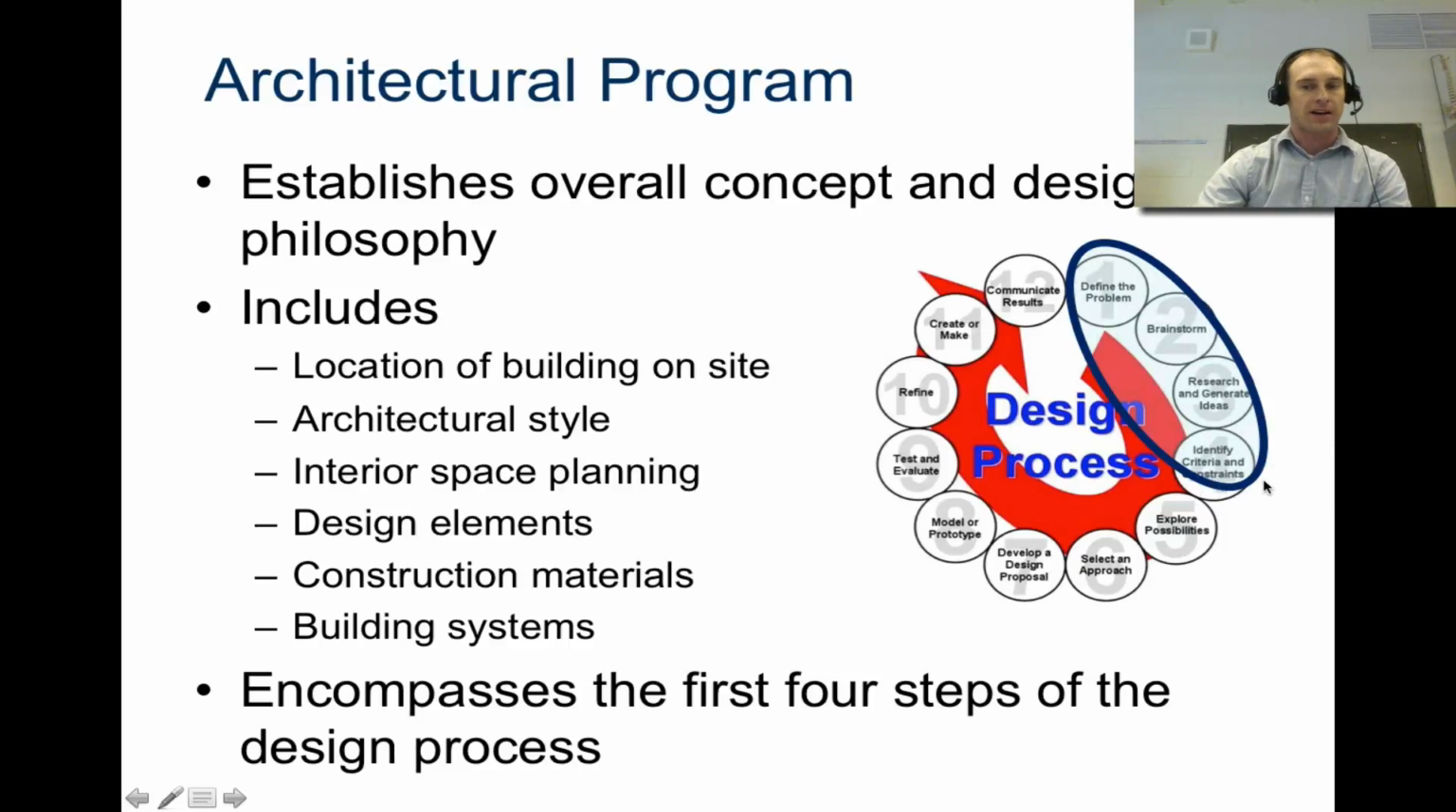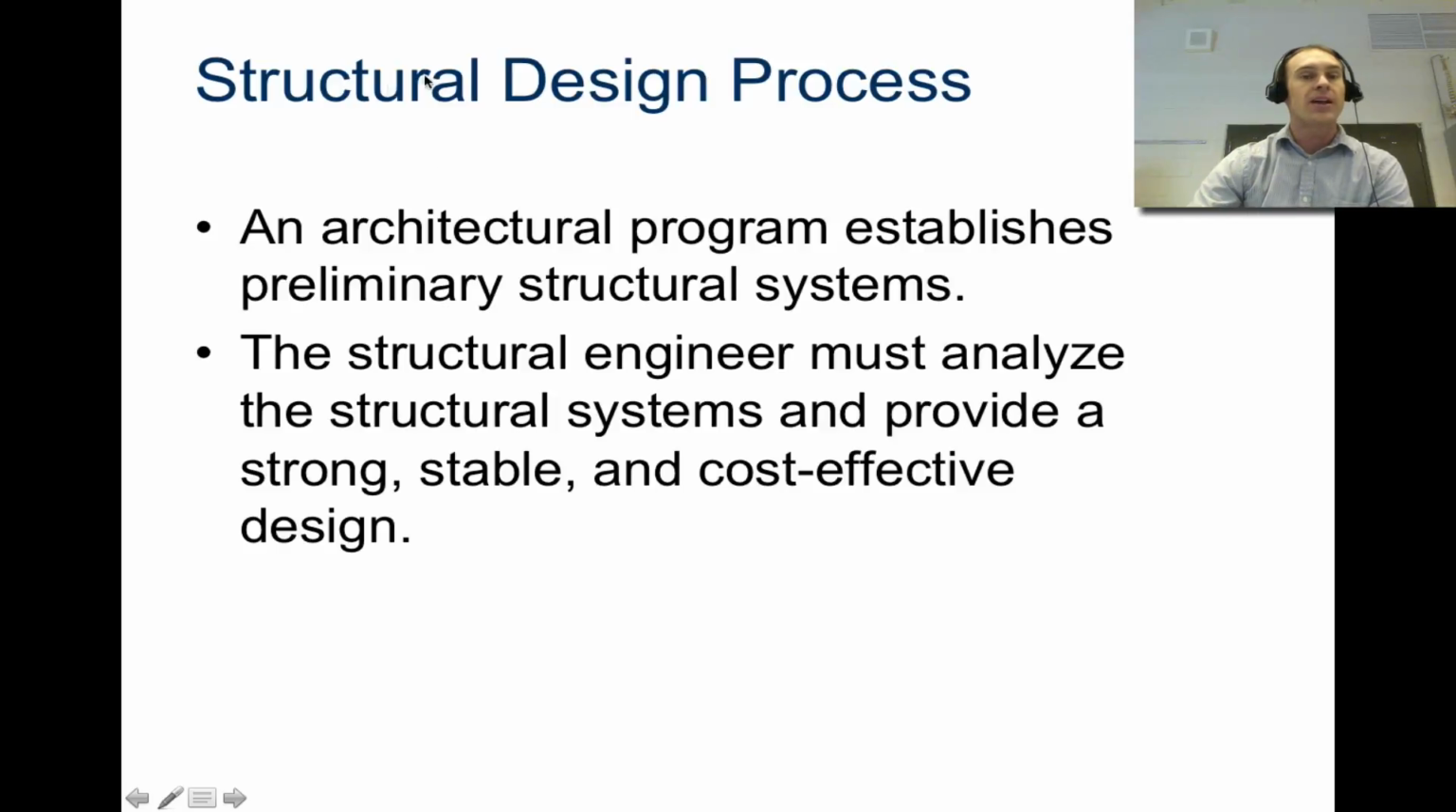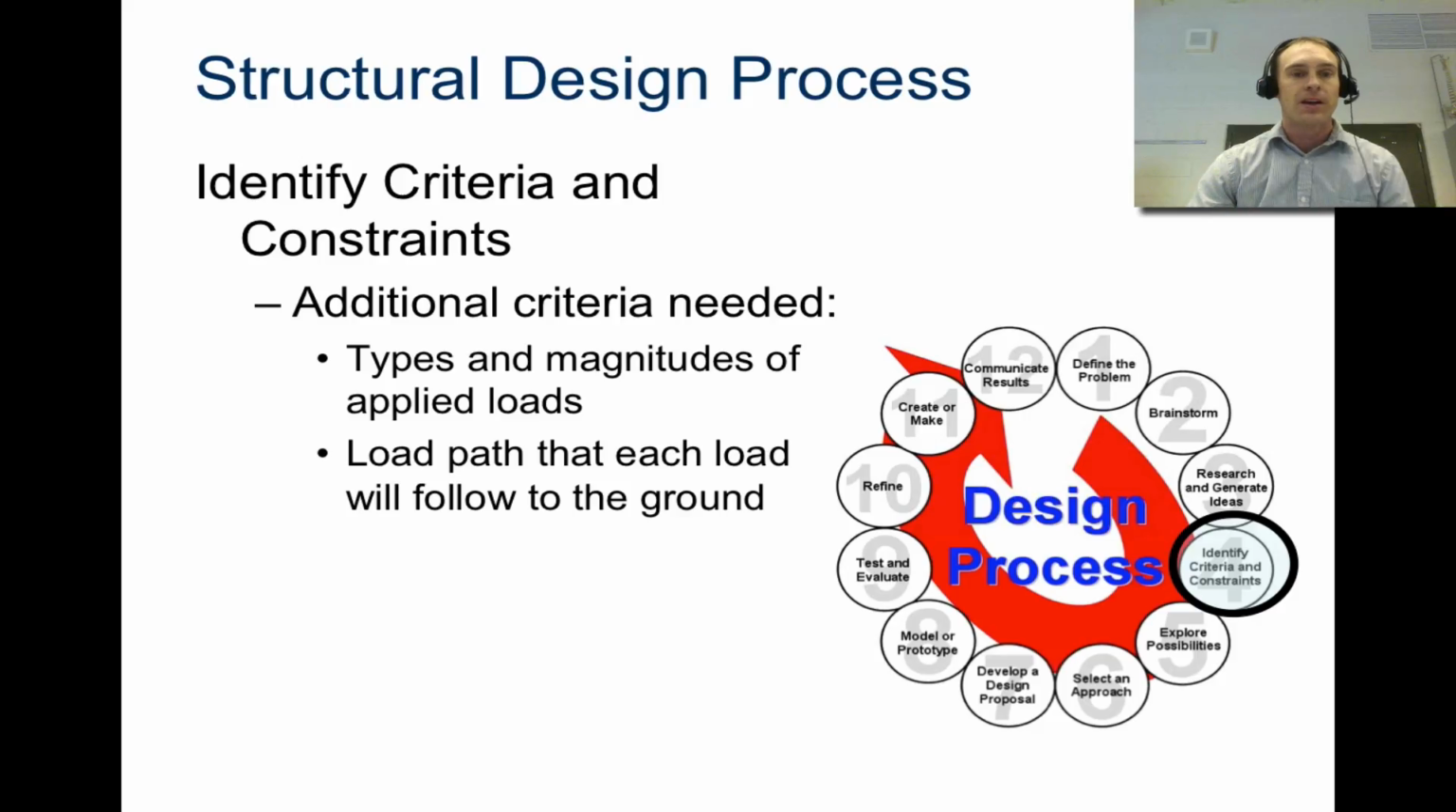This is the architect. After this, it's the structural design. So the architectural engineer establishes the preliminary structural systems. If you want to be an architectural engineer, that's what you're going to be doing. The structural engineer takes a look at what the architectural engineer does, and tries to figure out, how can I actually build this cheap enough, strong enough, stable enough that someone's actually going to want to build it? So they do more identifying criteria and constraints, and they try to figure out what the loads are.